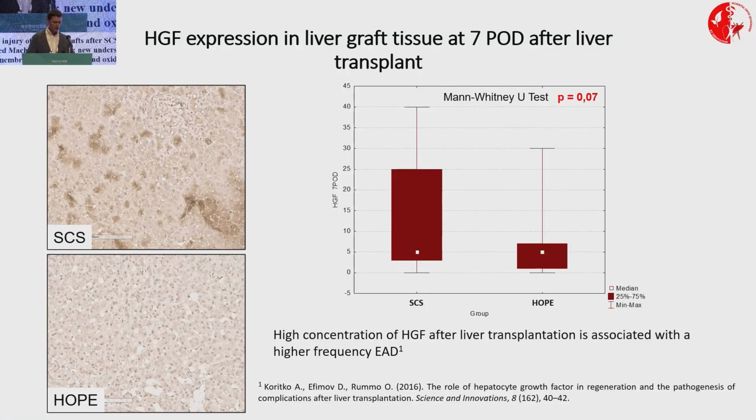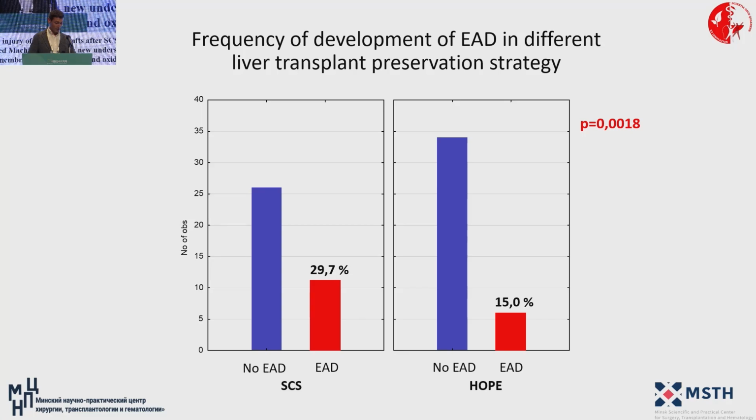Also, immunohistochemical analysis of biopsies showed that on the 7th postoperative day, AGF expression was significantly lower in HOPE grafts compared to the static cold storage group. So, in our opinion, it indicates less ischemic-reperfusion injury in this group. It is also confirmed by clinical results. Early allograft dysfunction in the machine perfusion group was 2 times lower compared to static cold storage.